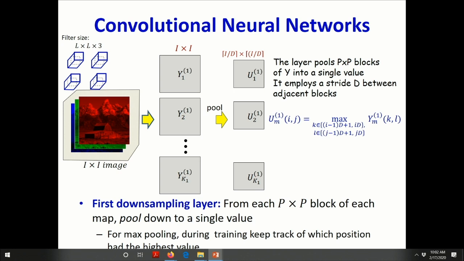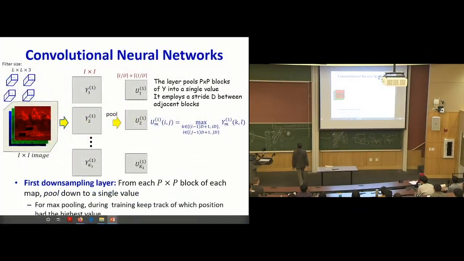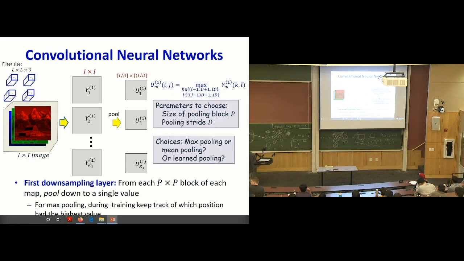Now, once you're done computing these y's, the next step is going to be pooling, if you so desire. And so the next step is going to be a pooling operation where for each map, you're going to be looking at a region and picking the max within this region. So this operation is going to be the max over the input, right, over this region. And this is going to be computed at each location. Now, this too can be thought of as scanning, right? And the parameters to choose are going to be the size of the pooling block and the pooling stride.